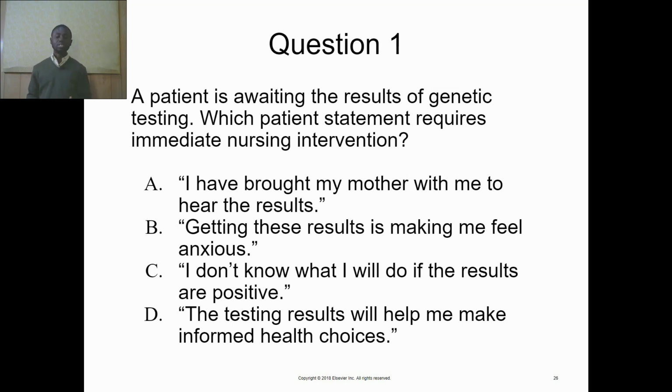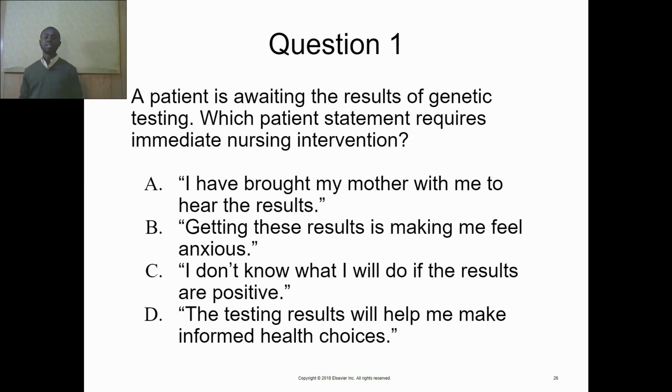So as we said, genetic testing and results can put a lot of stress on the patient. If a patient expresses that they don't know what they will do if the results are positive, that is an indication of a psychological or psychosocial stress, and that can lead to them harming themselves. And so it is important that the patient understand and be prepared for possible psychological, social, and or familial risk.